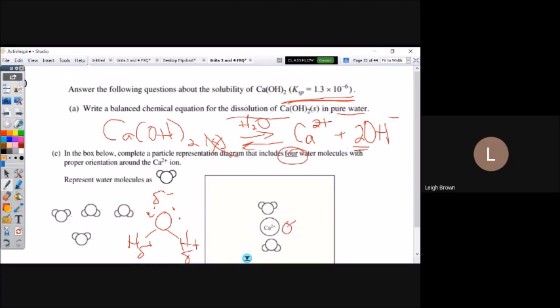Some students actually drew the ball and stick, and that got full credit. The key was that all of the drawings you made had to be oriented correctly. All right.